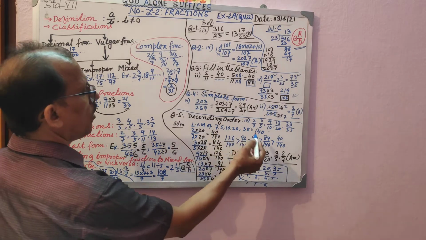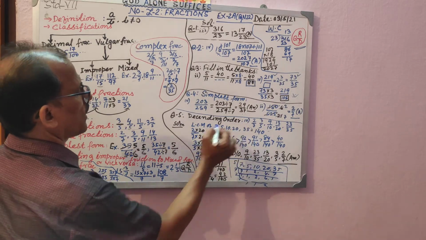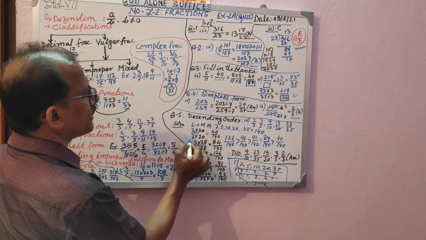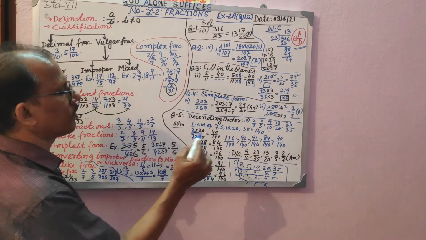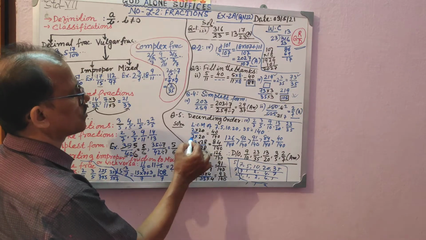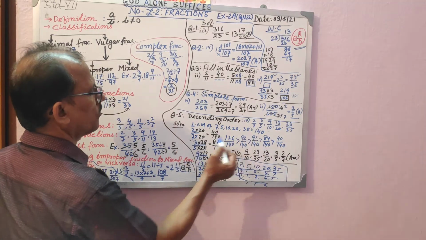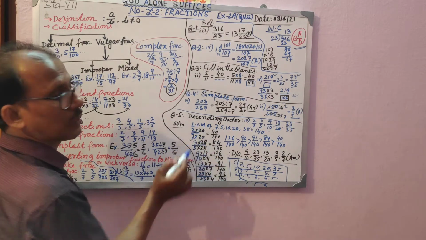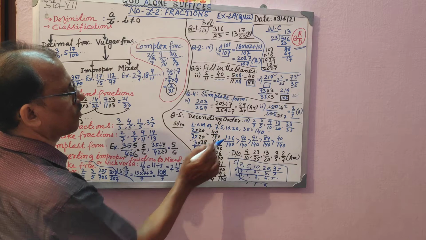So what you need to do now: first write down all the fractions, 2 by 7. You divide the LCM you got by the denominator. So if you divide 140 by 7, you get 20. That 20 you multiply with both the numerator and denominator. You will get 40 by 140.